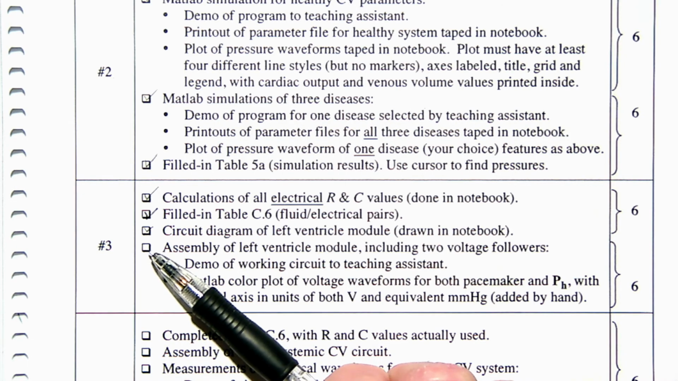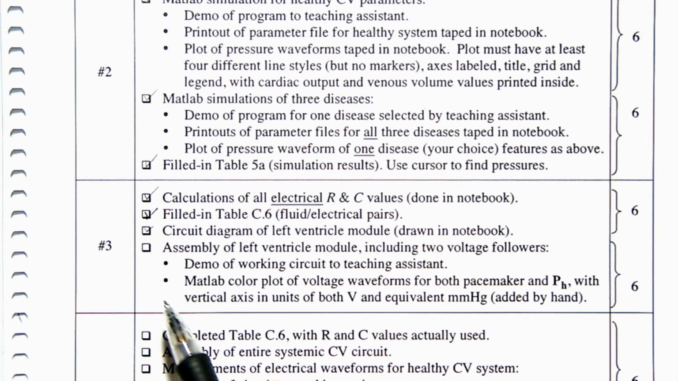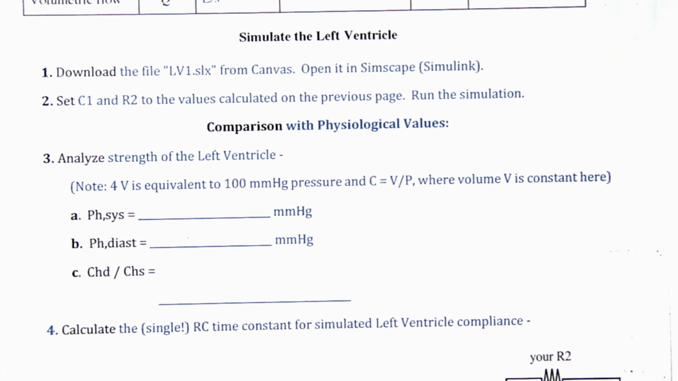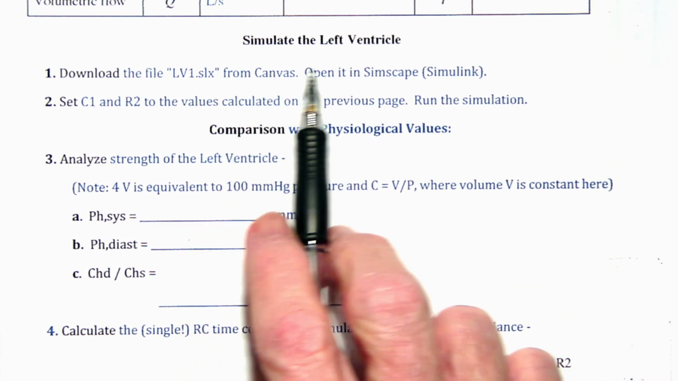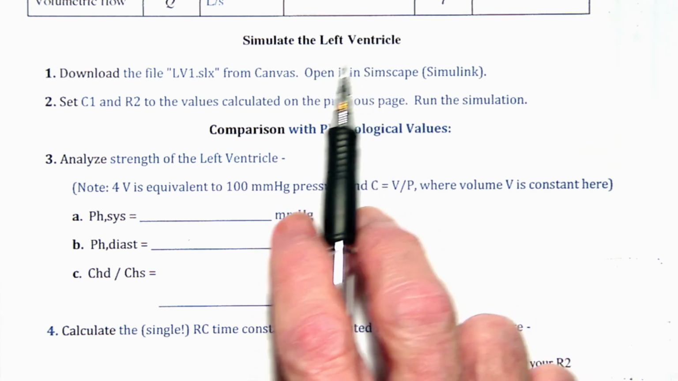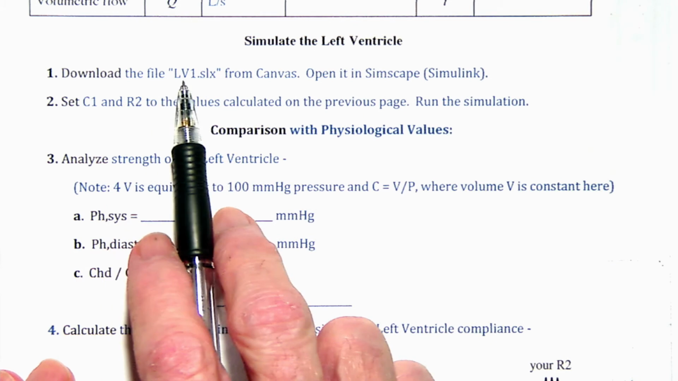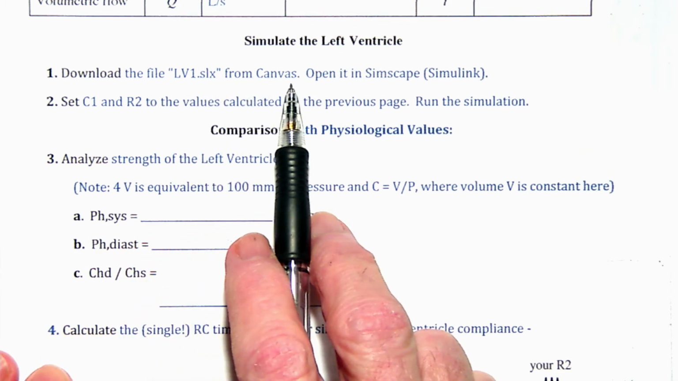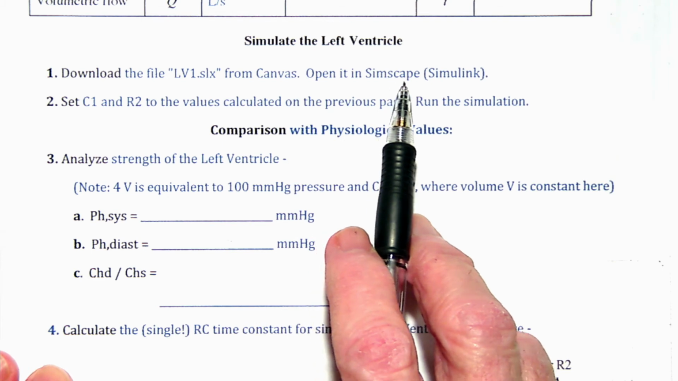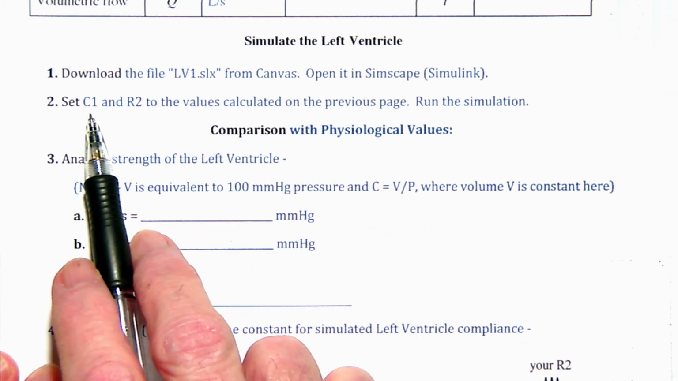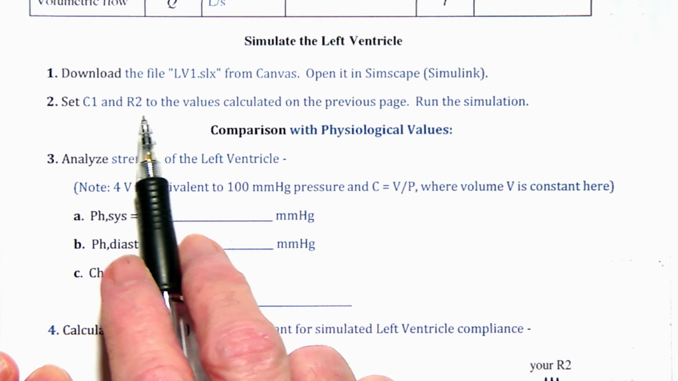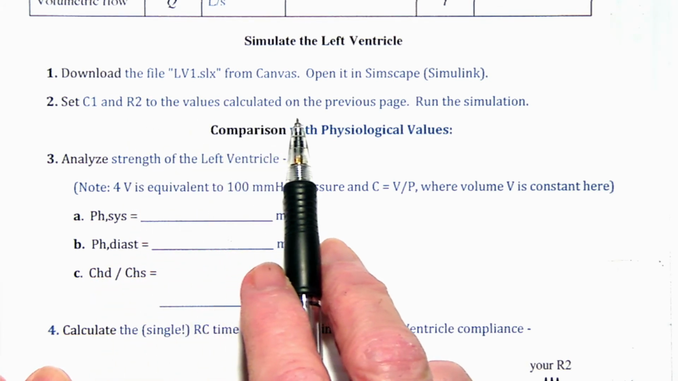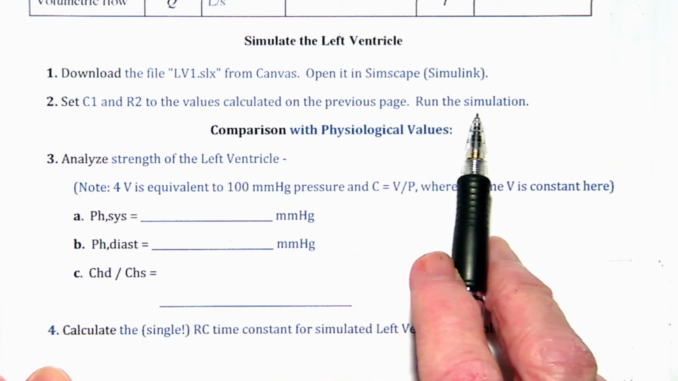Now, to complete the last task on this checklist, let's look at the left ventricular module and get a color plot of the voltage waveforms. To do so, go to the second sheet of the worksheets near the middle, and we're going to simulate the left ventricle with a capacitance multiplier circuit. So download the file lv1.slx from Canvas, open it up in Simscape, you've done that before, and then set the values of C1 and also R2 to those values that were calculated just a minute ago on the previous page, and then run the simulation.